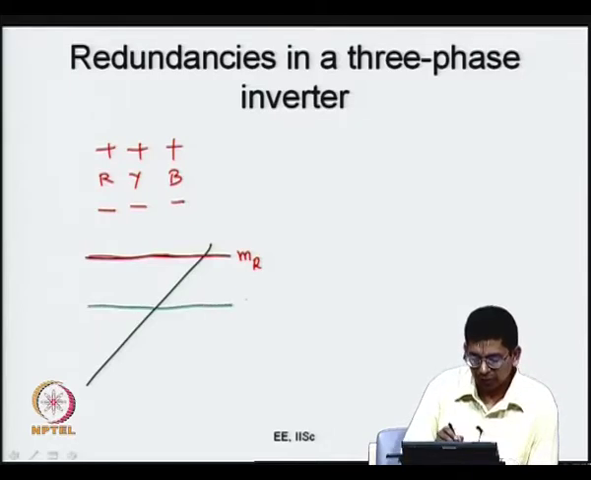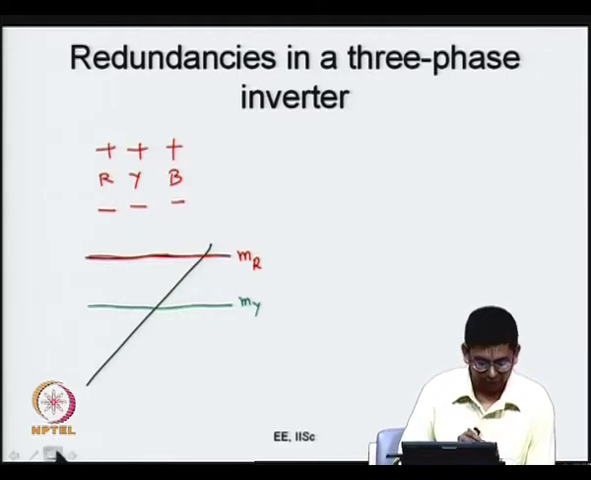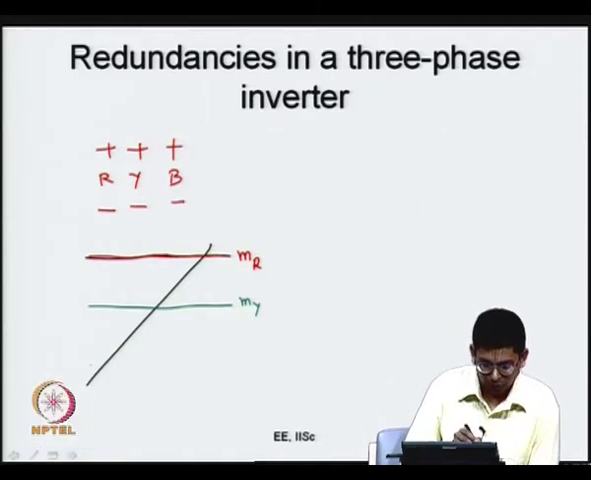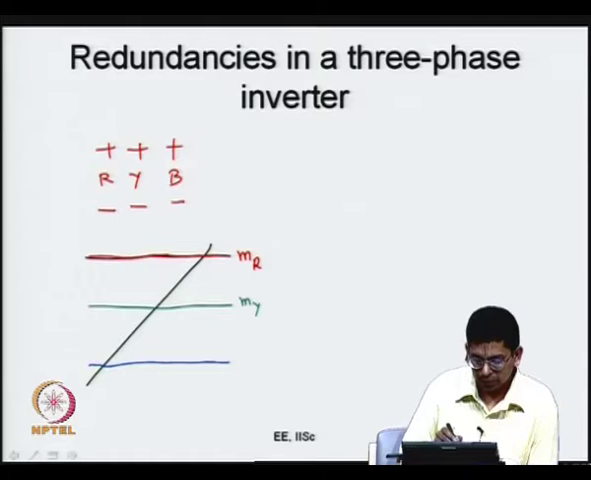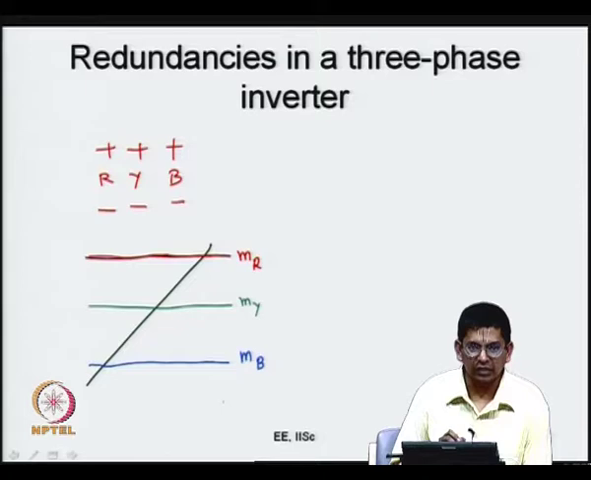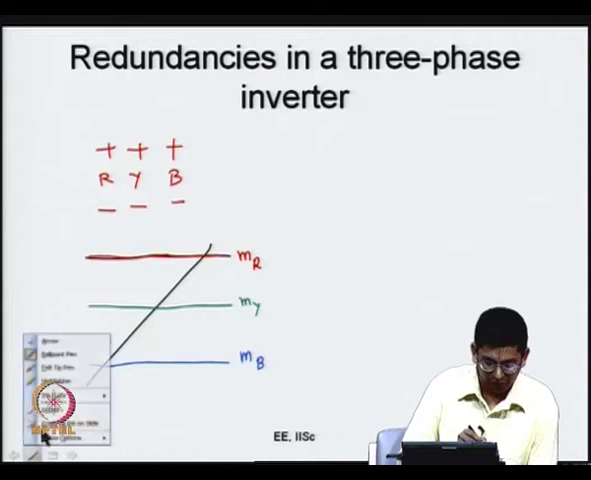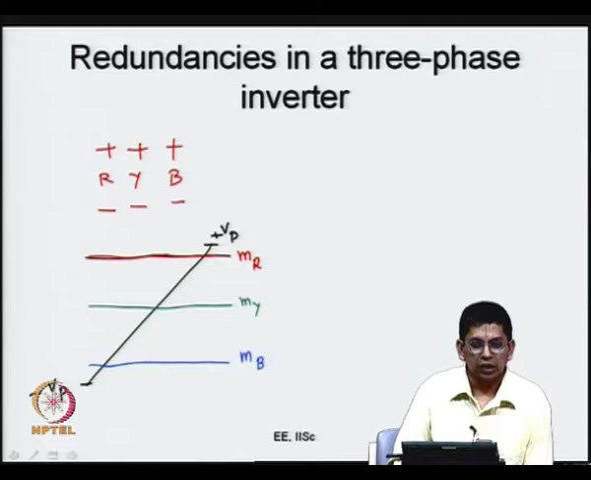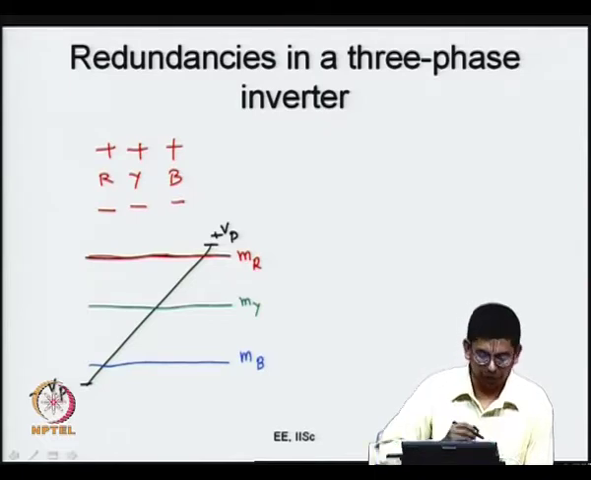Let me say this is Y phase signal, and then there is a B phase signal. Let me indicate it with blue. So, like this. If MR, MY and MB are sinusoidal signals, then MR plus MY plus MB should add up to 0. So, what you really have here is, this is plus Vp, this is minus Vp as before. Earlier you had 3 different intervals, now there are 4 different intervals.